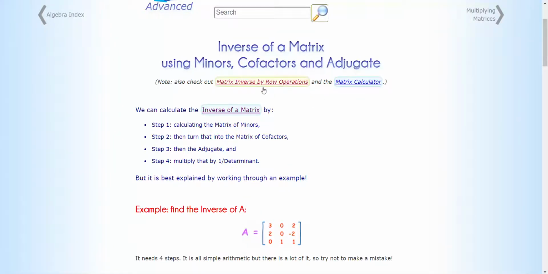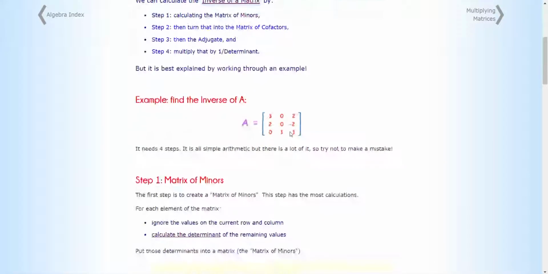Okay, so we can calculate the matrix of minors, then turn that into the matrix of cofactors, and the adjugate, and multiply it by 1 over the determinant. But it's best explained by working through an example. So let's see what they're offering here.